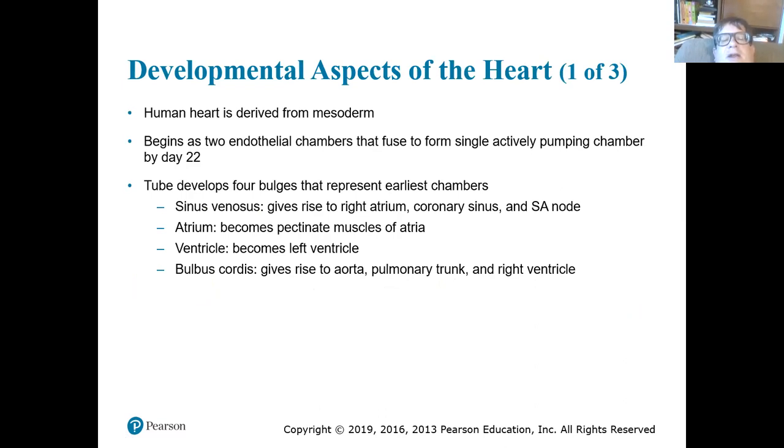Sinus venosus will form the right atrium, coronary sinus, and the SA node. The atrium becomes the pectinate muscles of the atria. Remember, those are the tiny ones that are the wrinkles you see in the wall of the atria, which are similar to the crossbars of flesh, the trabeculae carneae that you see in the ventricle. Anyway, the ventricle of this primitive 2-chamber heart, that's going to become your left ventricle. Your bulbus cordis on that primitive heart, that'll become the aorta, the pulmonary trunk, the right ventricle.